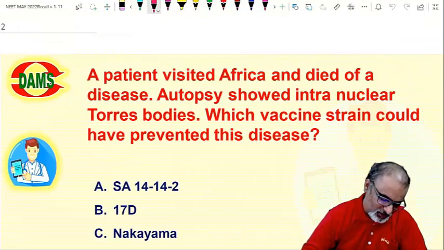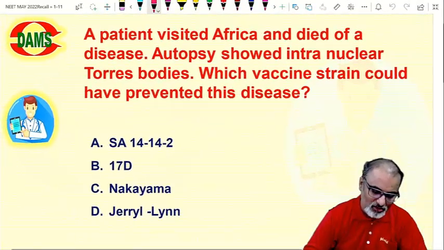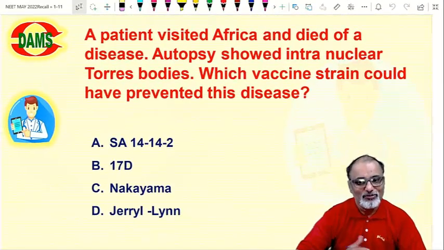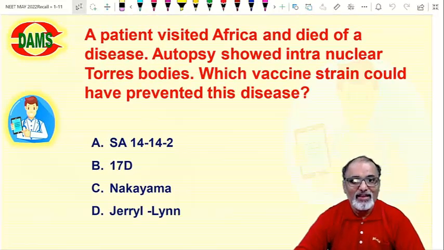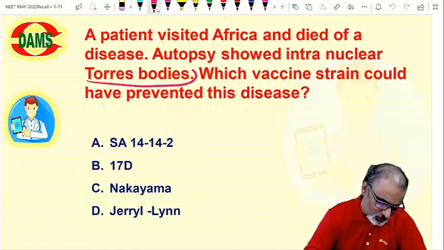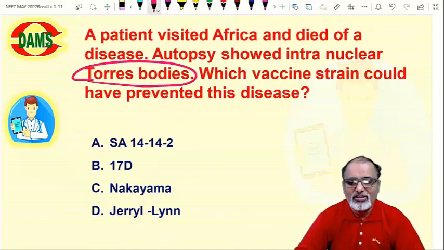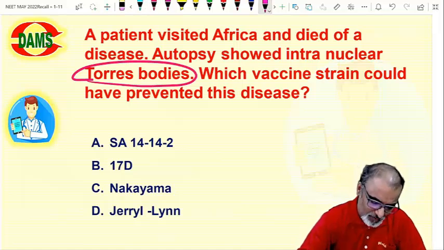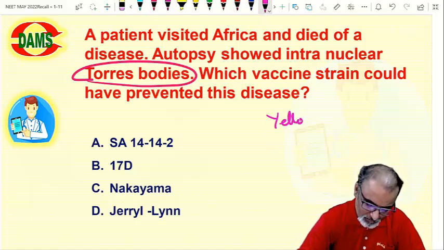There is always a question like this on vaccine strain. In all our GT and computer based tests, one question will be there by default. A patient visited Africa and died of a disease. Autopsy shows intranuclear torus bodies. Torus bodies are nothing but Cowdry type A intranuclear inclusion bodies, which are seen in yellow fever. It's a direct question.